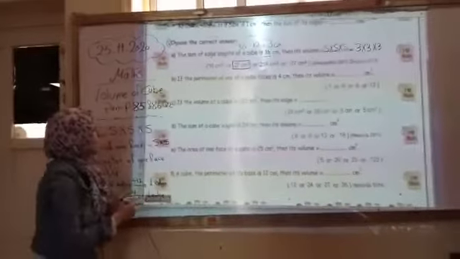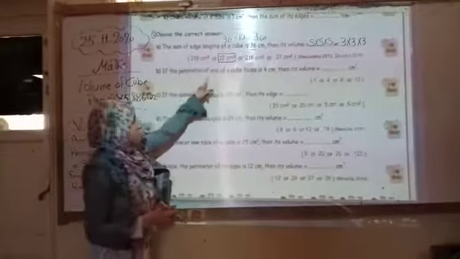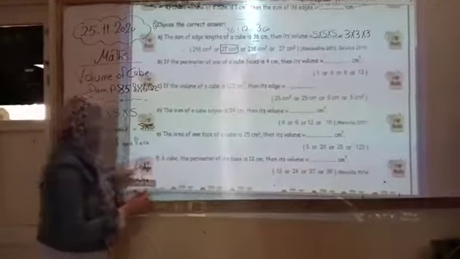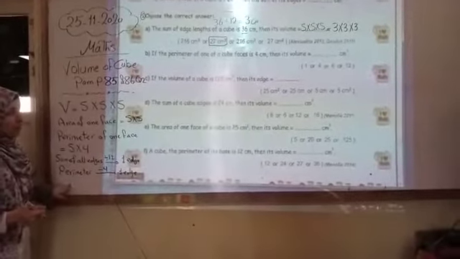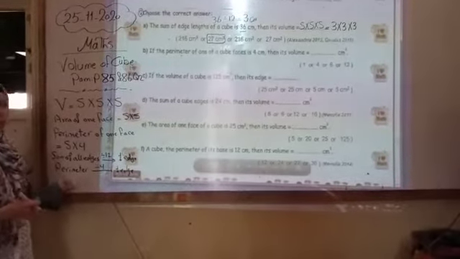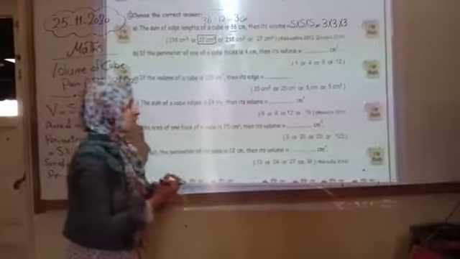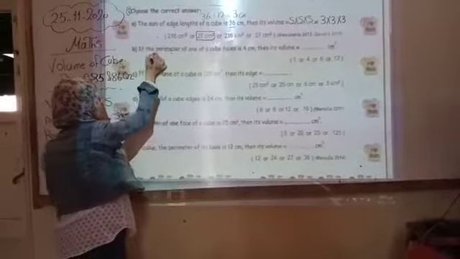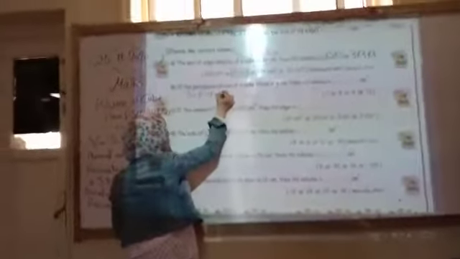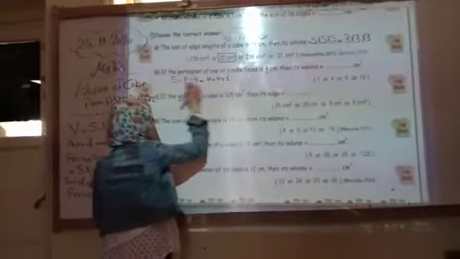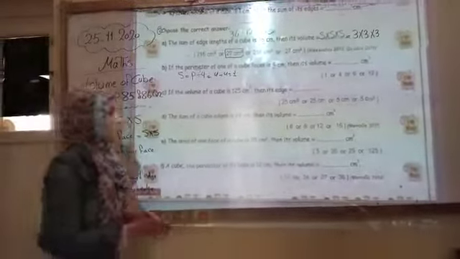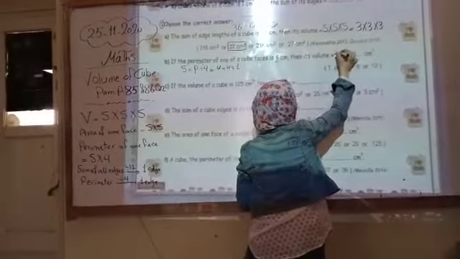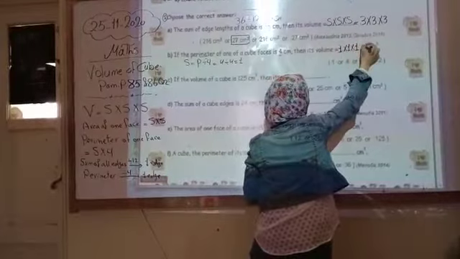Okay? B. I have the perimeter of one of the cube's faces. How do we get the volume? I know that volume equals side by side by side. Here I have the perimeter, I don't have the side. So to get the side, we make perimeter divided by 4. Perimeter equals 4. 4 divided by 4 equals 1. Side equals 1, so volume equals 1 by 1 by 1 equals 1.